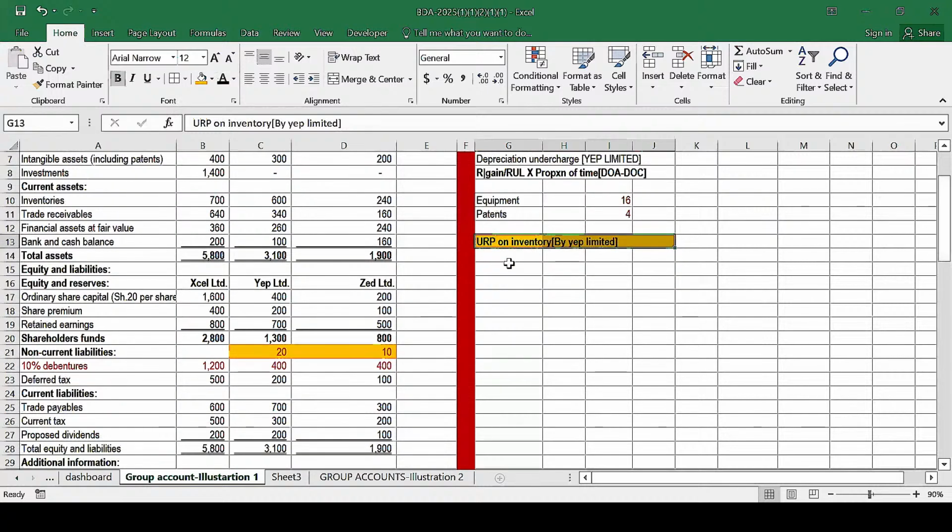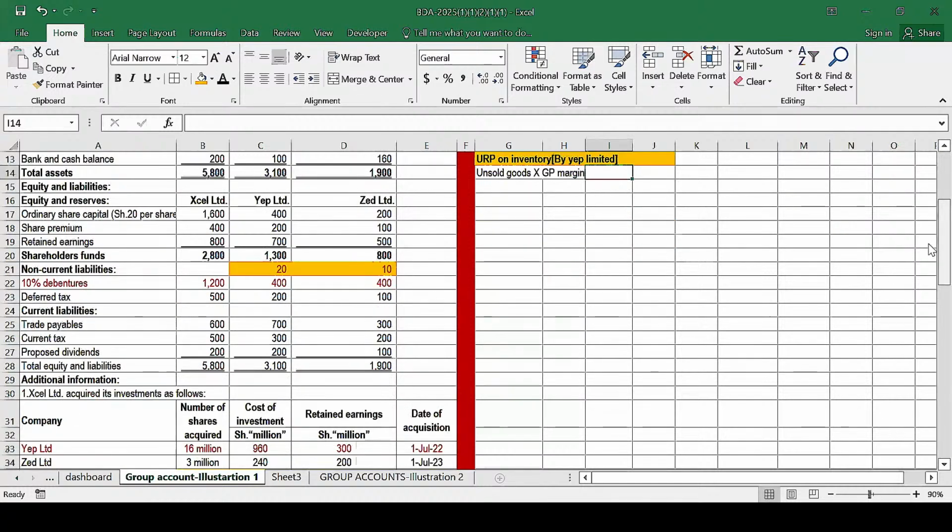I hope you can also recall the formula for this. How do we compute the unrealized profit? We take the unsold goods, the goods not yet sold at the end of the year, and multiply that with the gross profit margin. So in our case, we can have a working here. The unsold goods will be equal to 300.